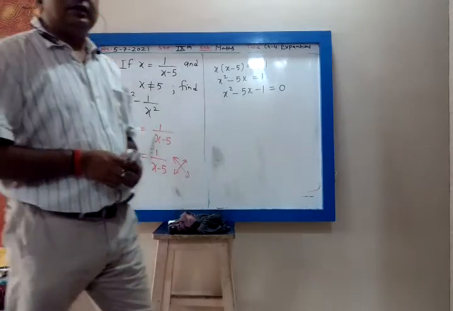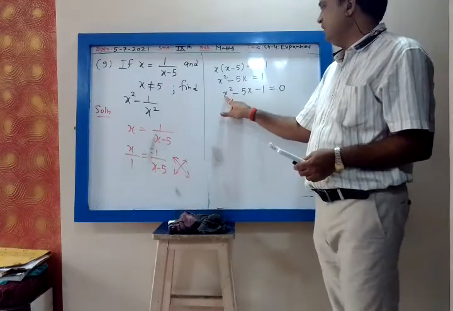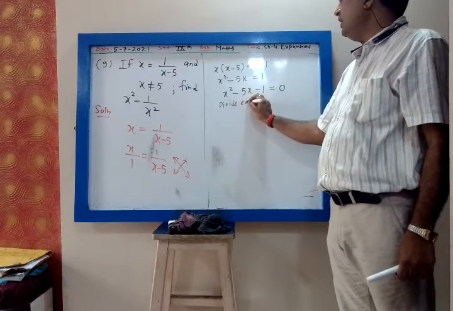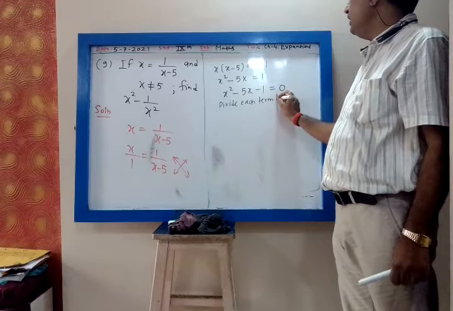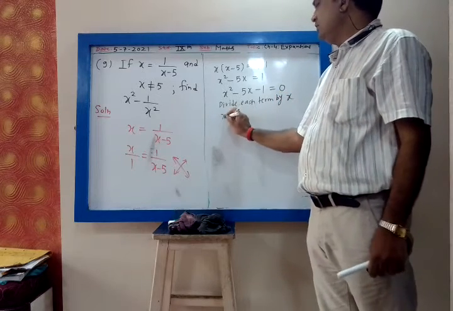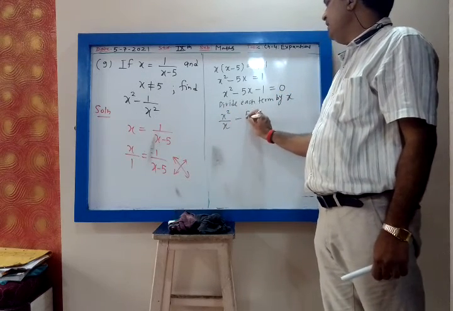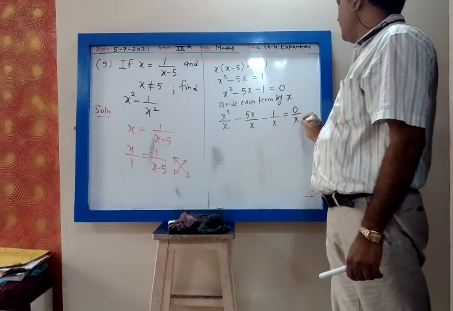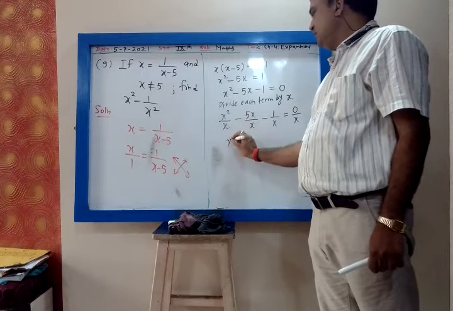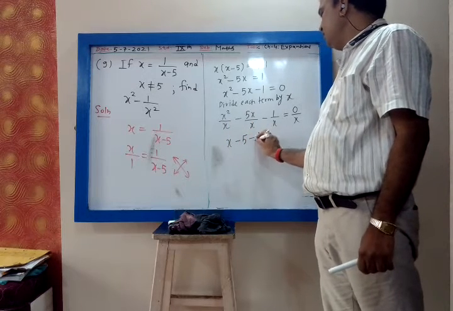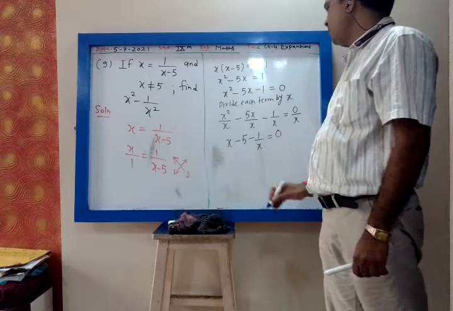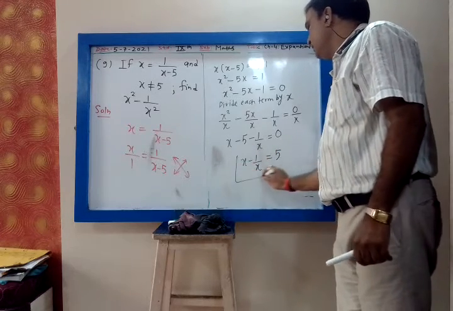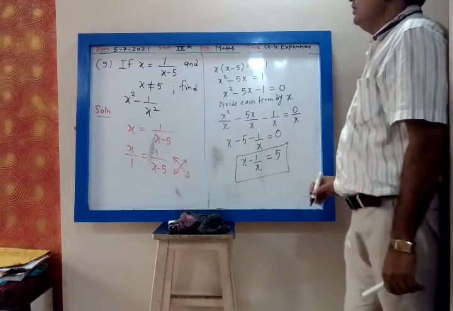Yes, divide each term by x because it is x square. Whenever you get a quadratic, divide each term by x, by the variable. So x square upon x minus 5 by x minus 1 by x is equal to 0 by x. X square upon x gets cancelled, 5, minus 1 by x is equal to 0 by x, which will be 0. So x minus 1 upon x is equal to 5.